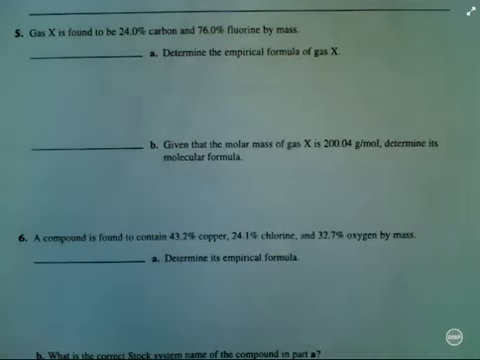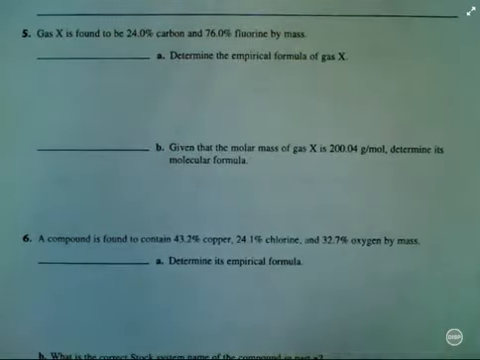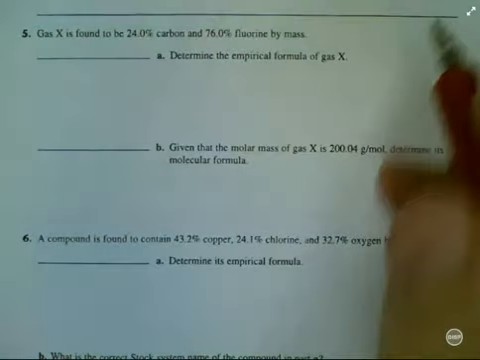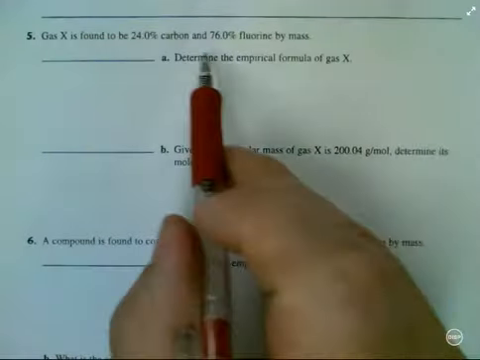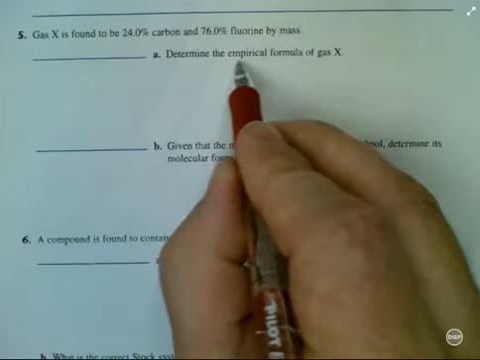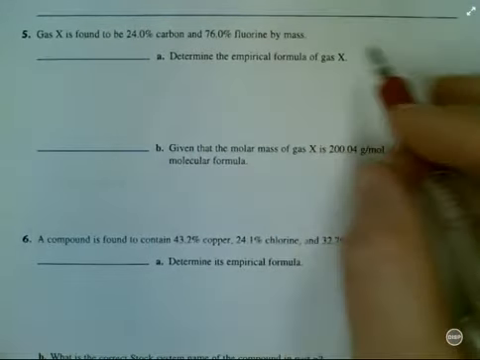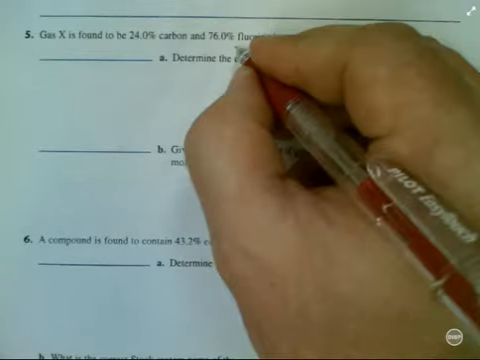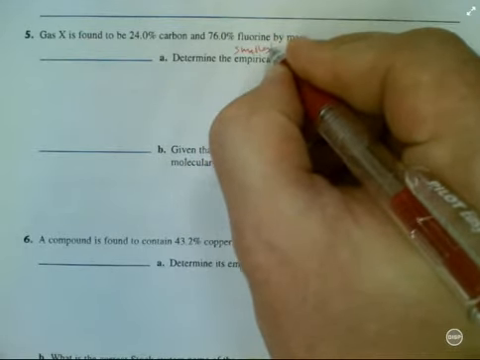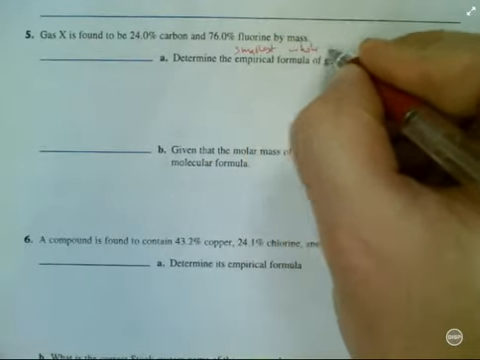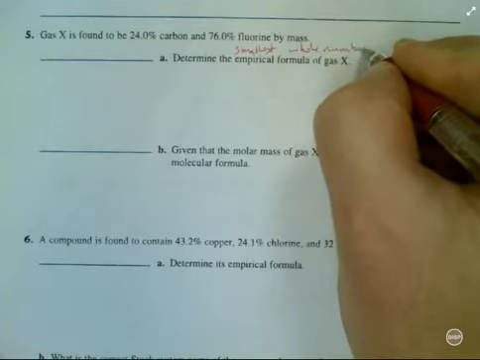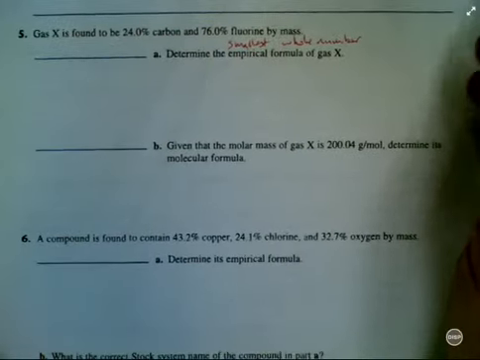All right. Gas X. So we don't know what this gas is, but it's found to be 24% carbon and 76% fluorine by mass. So we did some percentage composition, and we're going to take that data and determine the empirical formula of this unknown gas. So empirical formula, smallest whole number. Okay, smallest whole number ratio.